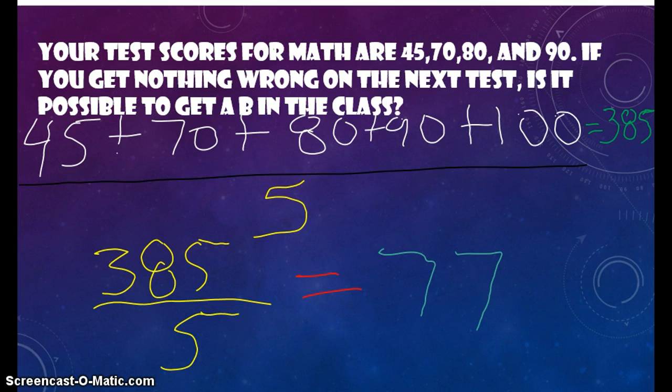First, I added 45, 70, 80, 90, and 100. Then I divided the total of 385 by 5. Finally, I got a 77.